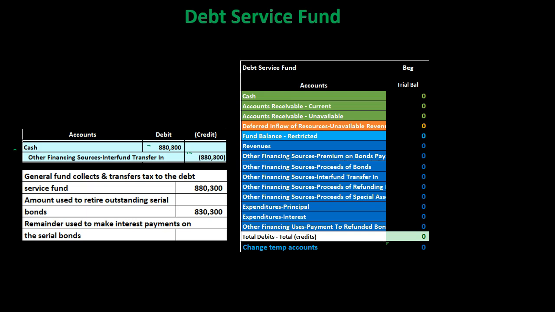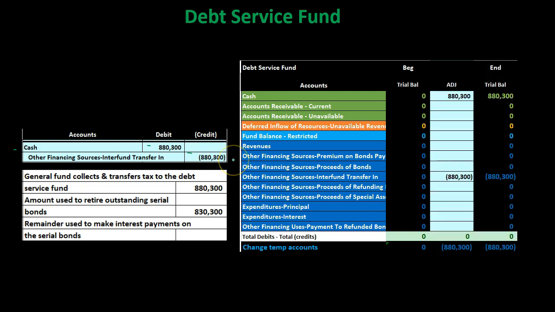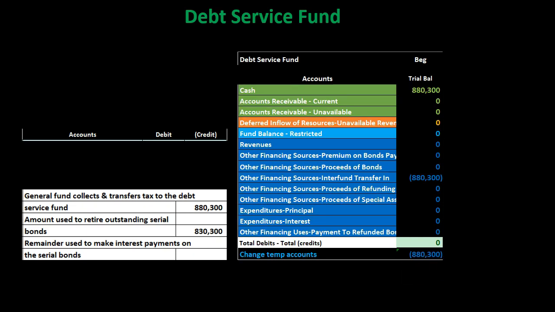It's not exactly revenue, but it's going to be increasing in a similar fashion as a revenue would in the temporary type of accounts. So if we post this out to the debt service fund, cash is increasing. So we have the increase to cash, the other side going to other financing sources. We have the inter-fund transfer going up in the credit direction, as would happen for a revenue type of account.